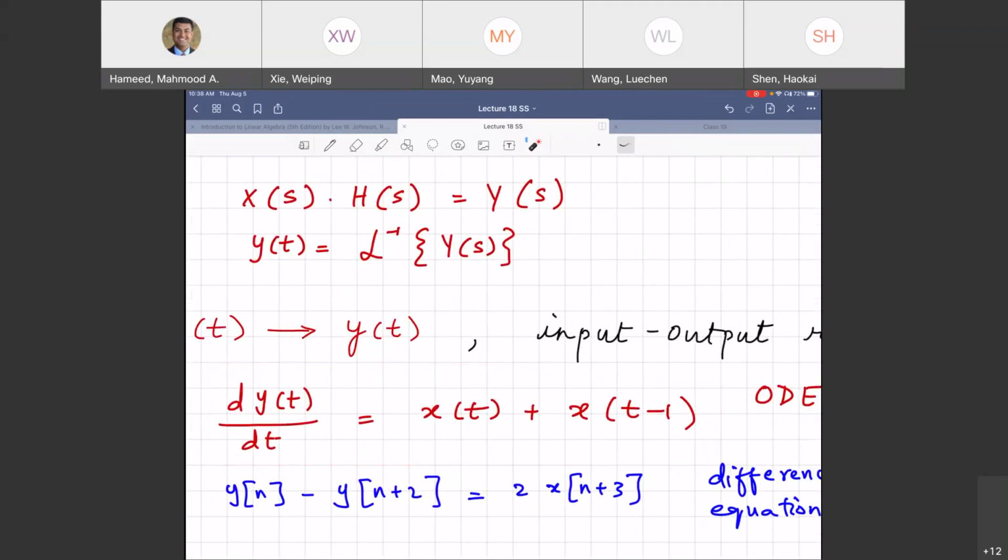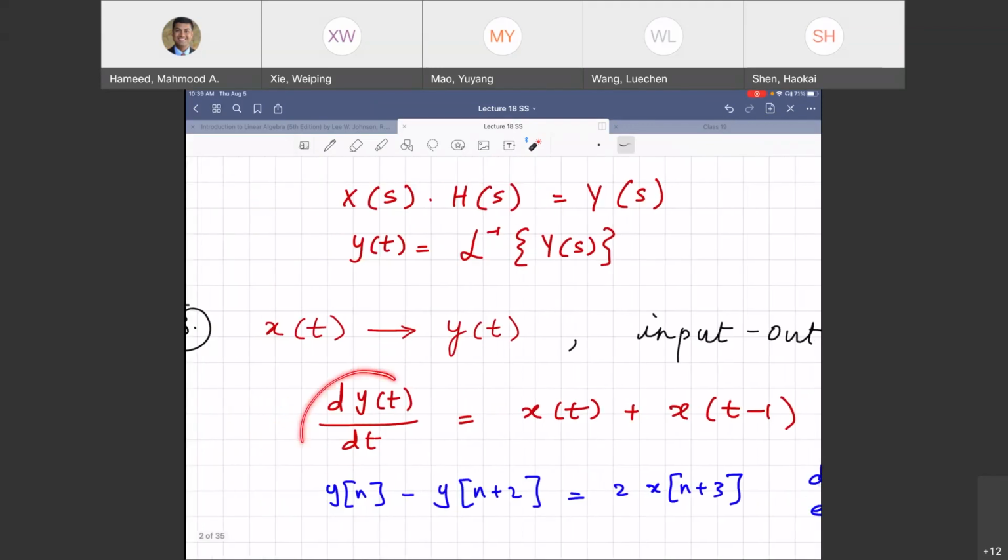I can still go to the Laplace domain, right? The assumption is I know the input, right? So if I know the input, then I know x of s. Take the Laplace transform of x of t. Also find the Laplace transform of x of t minus 1 using the time shift property. So you're taking the Laplace transform of this guy, you're taking the Laplace transform of this guy, and because you know x of t, you know all of the other ones as well.